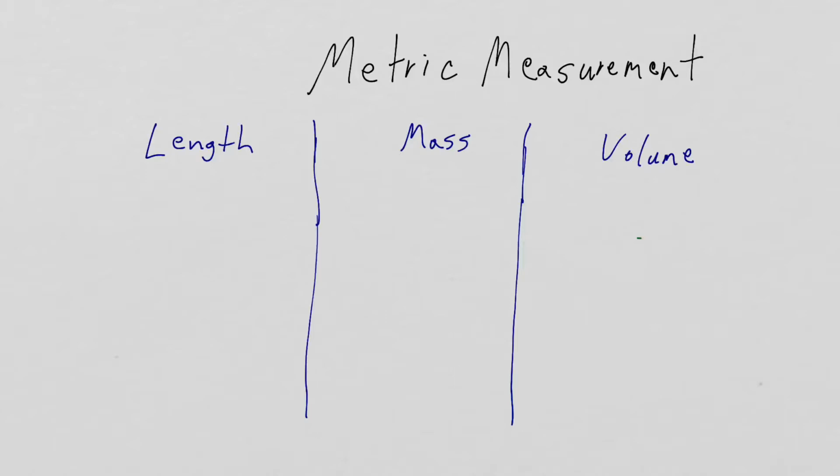All right, so for each of these, there is what is called a base metric unit. That is a unit of measurement that is the basic unit for the entire metric system. And everything else is either a multiple of this unit or a fraction of this unit. So the base unit for length is what is called a meter.